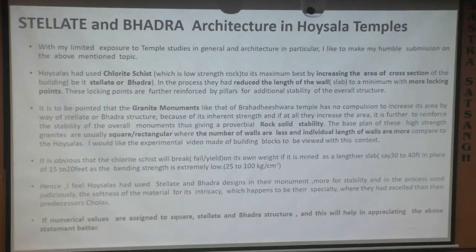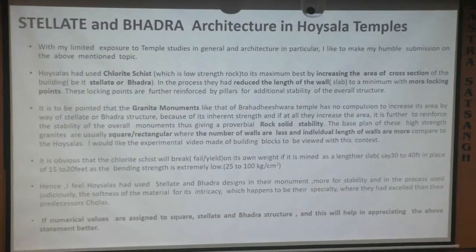Because it's like a definition I need to put, I am reading it verbatim. It is to be pointed out that granite monuments like the Brihadishwara temple have no compulsion to increase the area by way of stellate or Bhadra structure because of their inherent strength. And if at all they increase the area, it is further to reinforce the stability of the overall monument, thus giving a proverbial rock solid stability.